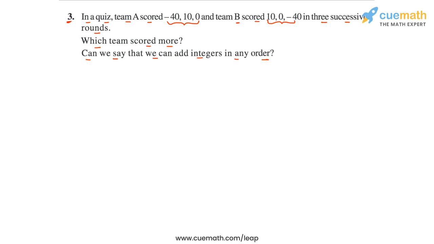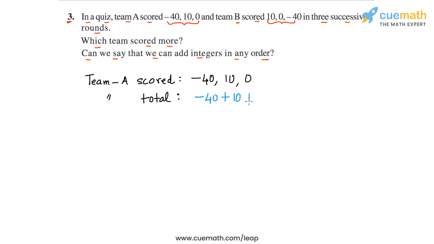Team A scored minus 40, 10 and 0 in the 3 rounds. So let's write this information. Team A scored, in the 3 rounds, minus 40, 10 and 0. So what will be the total score of team A? Well, we just add these 3 integers. So team A's total score will be minus 40 plus 10 plus 0.